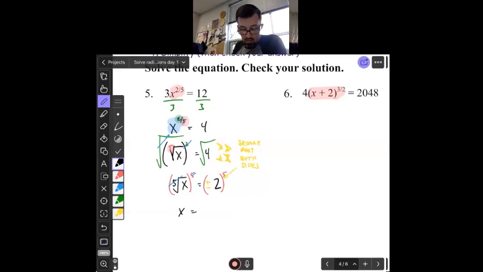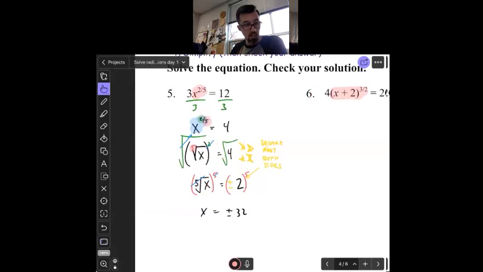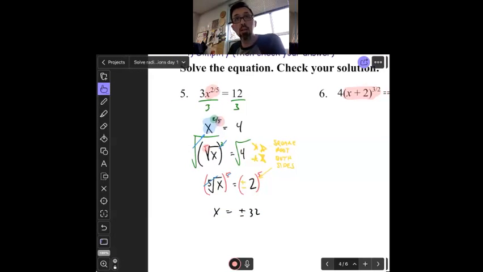Okay? So 2 times 2 times 2 times 2 times 2 is 32. So this is going to be positive and negative 32, because 5 positives is a positive, 5 negatives is a negative. So when I do the positive one, I get a positive 32. When I do the negative one, I get negative 32. So this one has two answers, so we need to check both. Any question here before we do our check on how I got positive and negative 32?